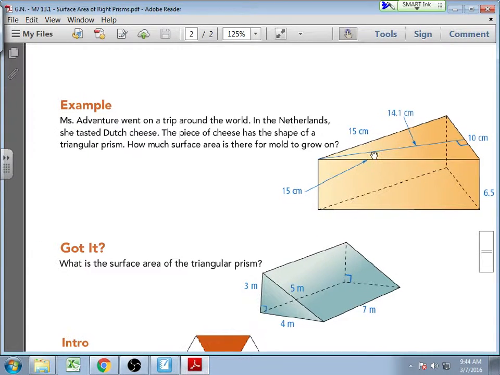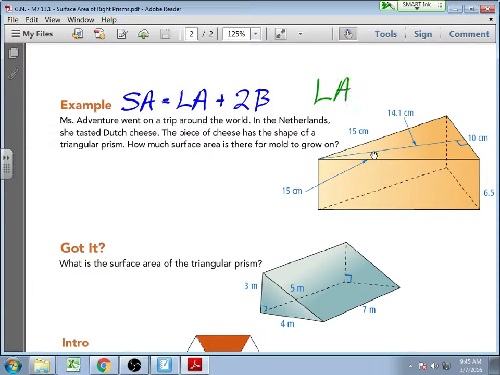Let's set up our formula. Set up your formula right up here. Hey guys, with me. Right up here. I want you to write out surface area equals lateral area plus 2 times the big B. Then we can also say that lateral area equals the perimeter times the height. So we need to determine what this perimeter is.